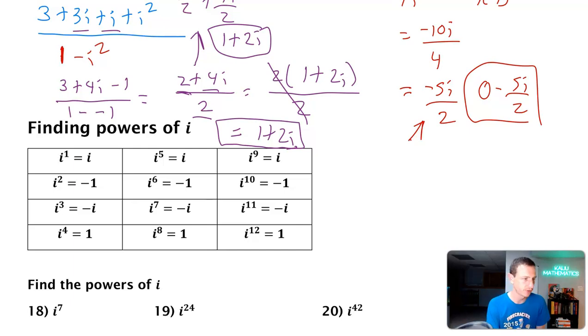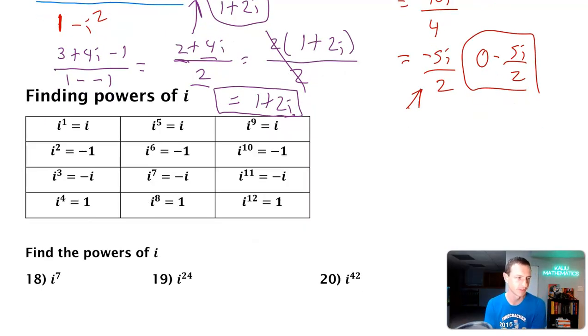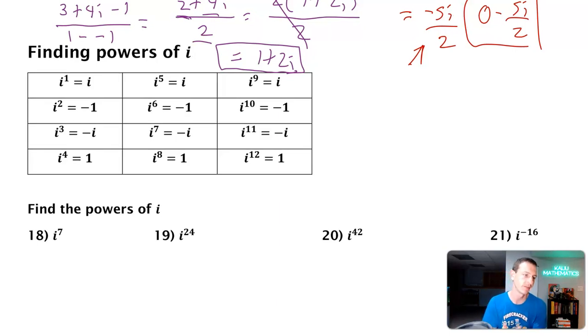Last part of this section is finding powers of i. So this is simplifying i. If you look at these examples that I have here, like i to the 7th, i to the 24th, i to the 42nd, and so on, you want to rewrite this into simplest terms, so it's just like i or -1 or something like that. But we have some crazy exponents.